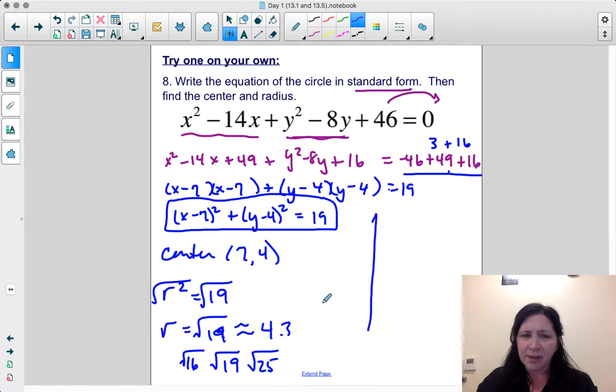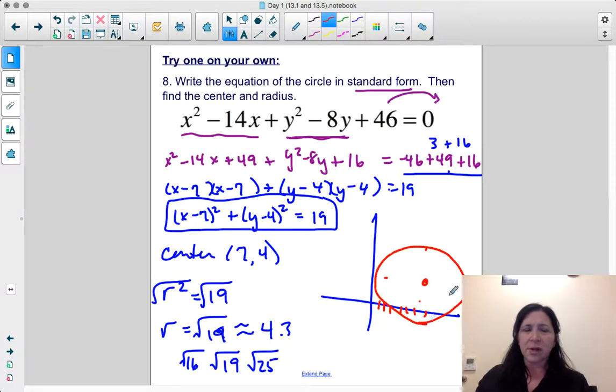And graphing this, if my center is at 7, 4, I would go over 1, 2, 3, 4, 5, 6, 7, up 1, 2, 3, 4. My radius is a little bit over 4. So over 4, 4, up 4, a little bit down here. And then this is what my circle looks like.